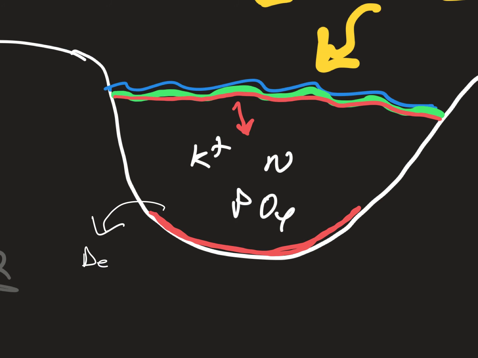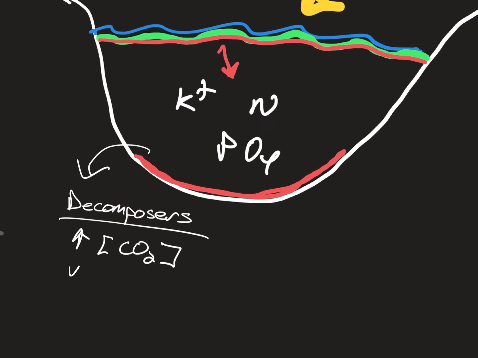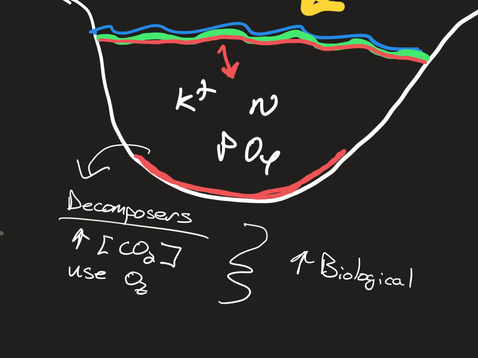The decomposers, like fungi and bacteria, they eat. This is a lot of good food for the decomposers. Excellent. So they increase the production of CO2, and they use oxygen. So what you get, because you have so many decomposers, because of the dead algae, you get an increase in CO2, you get a lot of oxygen use. So we have an increase in what we call biological oxygen demand. Let me write out the whole thing.